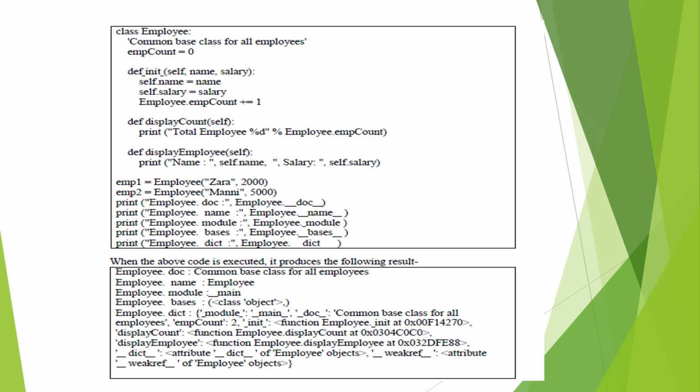And you can see some print statements. Employee.__doc__, that line prints the class docstring. Next, Employee.__name__, that line prints the name of the class. Next, Employee.__module__ prints the module where the class is defined. Next, Employee.__bases__ prints a tuple of base classes. Next, Employee.__dict__ prints the dictionary containing the class namespace.